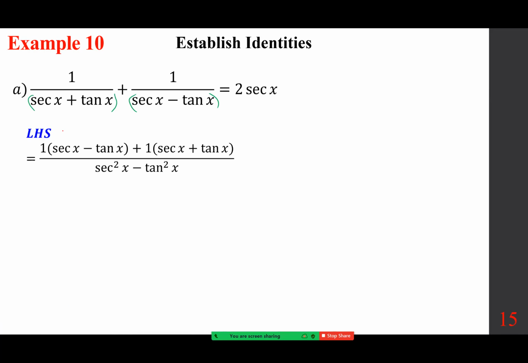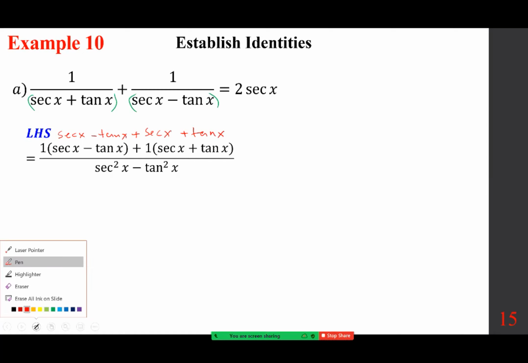So the numerator is secant x minus tan x plus secant x plus tan x. These two cancel each other. These two add up to 2 secant x.